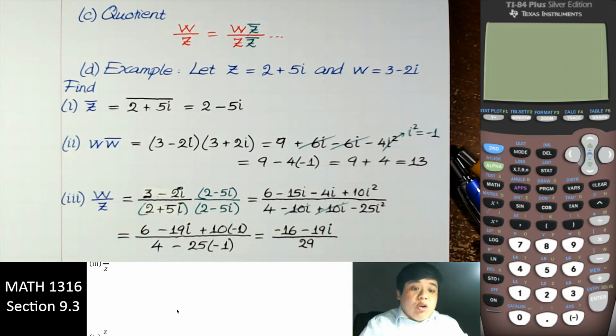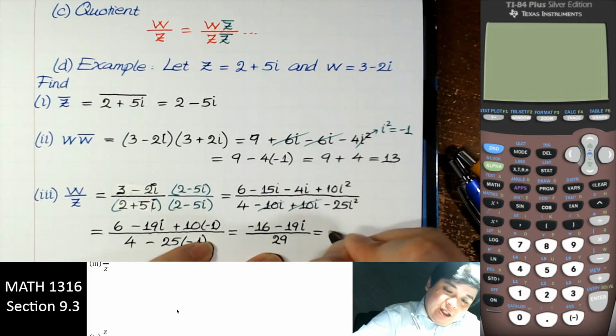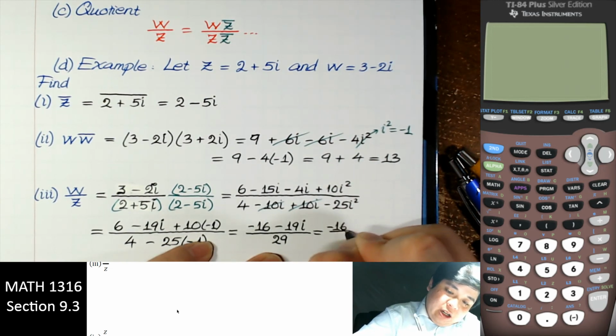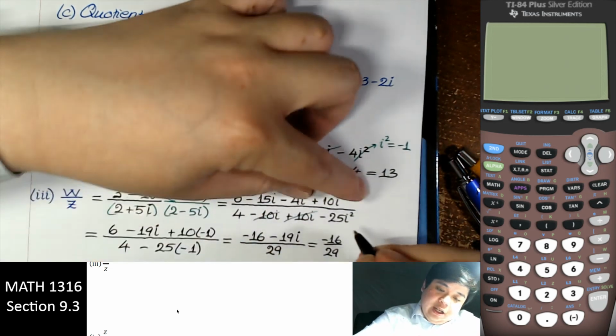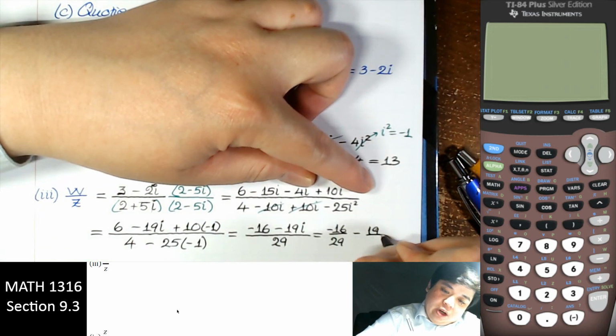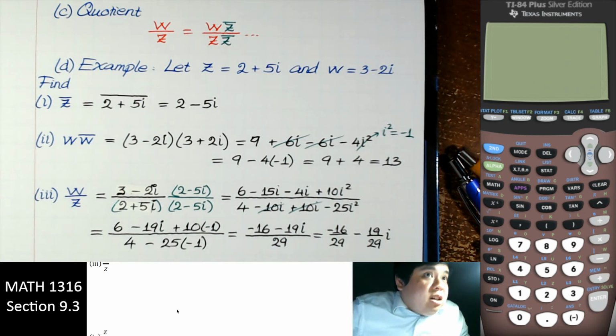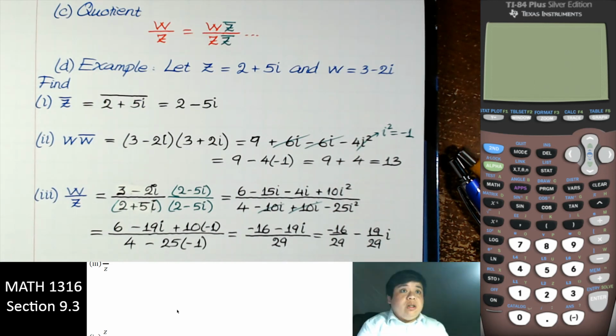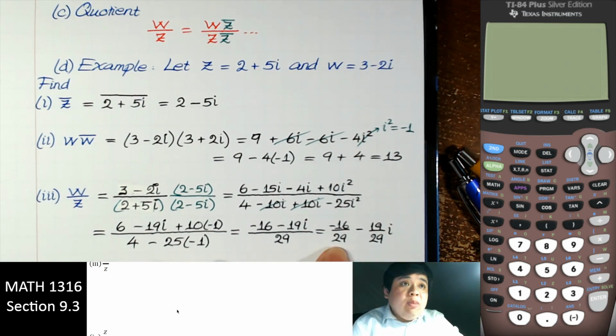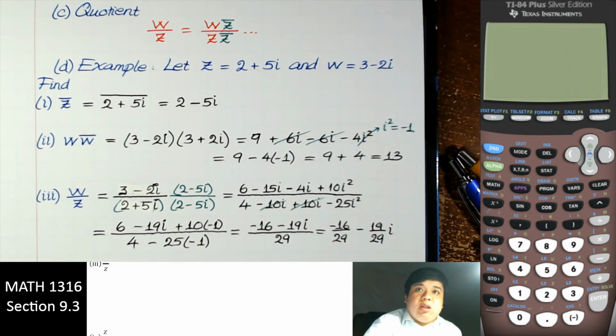Actually, here we're going to split: negative 16 over 29 and then minus 19 over 29 i. Why do we have to split like that? Because the result, we need to write as a real part and an imaginary part.